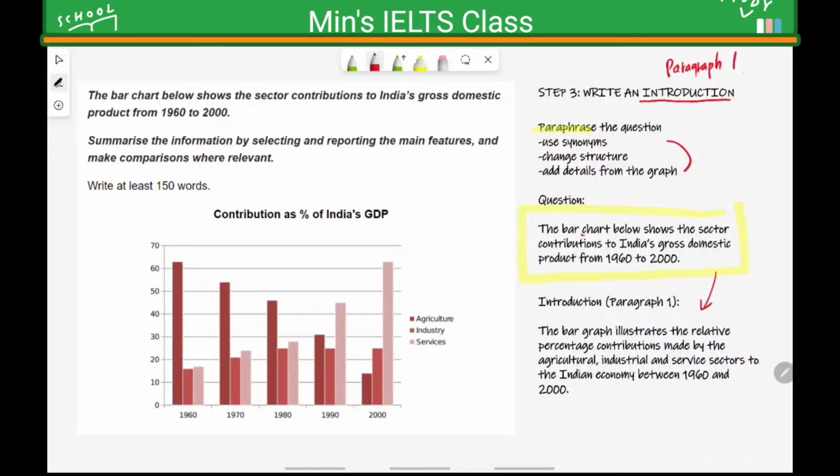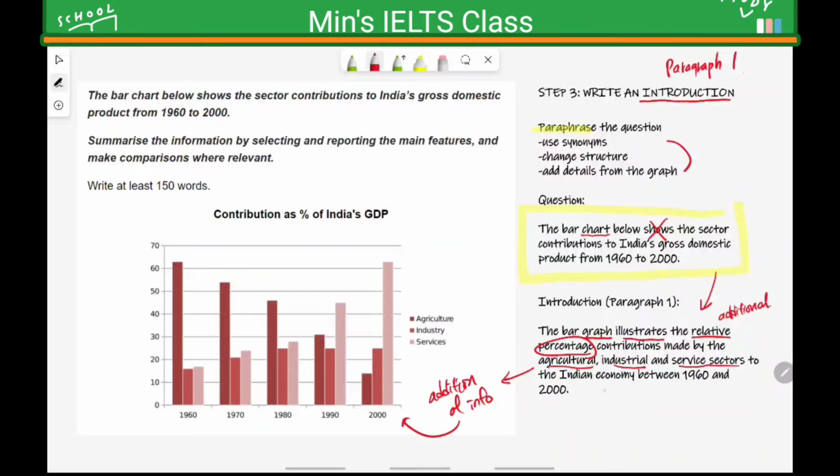So instead of using bar chart, we use the word bar graph. And instead of using show, we use the word illustrate. And then we put this additional information. So we're going to use the relative percentage contribution made by the agriculture, industrial, and service sectors. So these are another addition of info from the graphs.